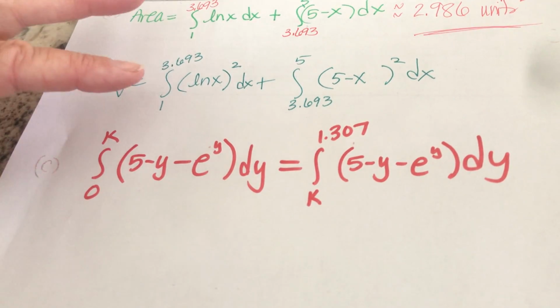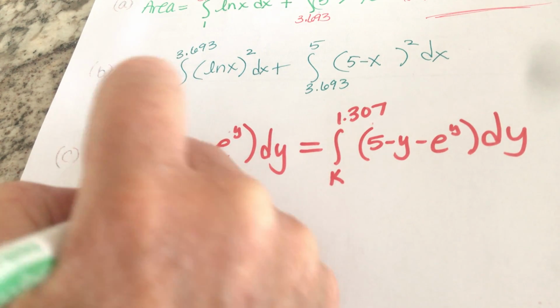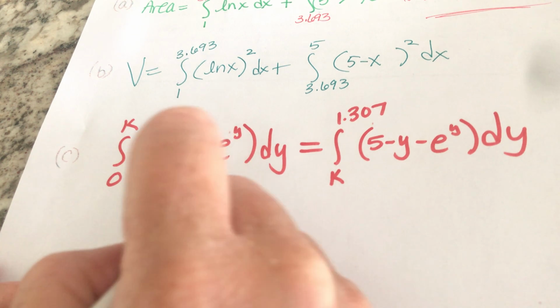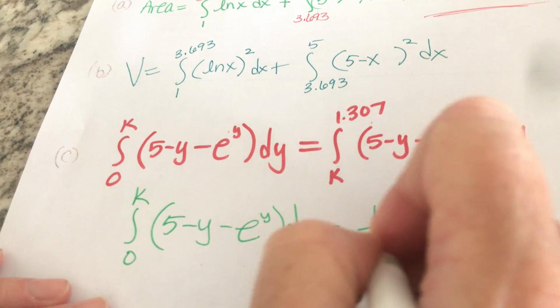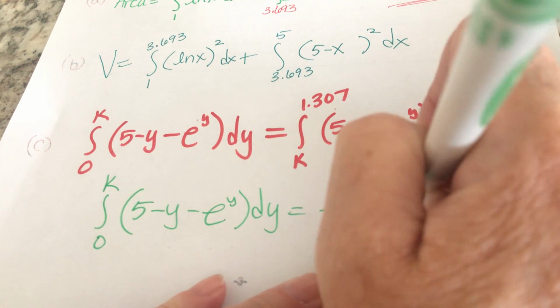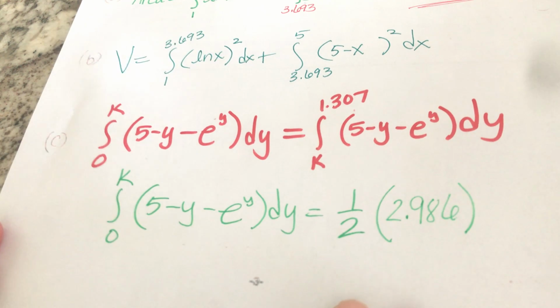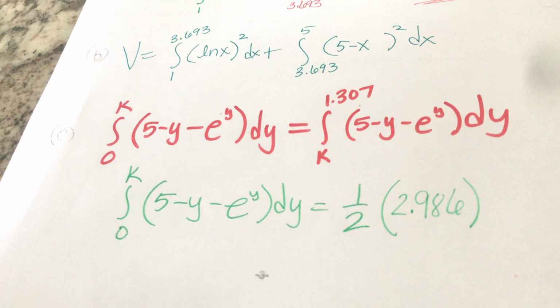You can do it that way, or you can do 0 to k, just the first part, the first half, and show that that is half of our answer from part A, because part A, remember, is the area of the whole thing. And you can stop right there. So either this one in red or this one in green. And that is FRQ number 2.